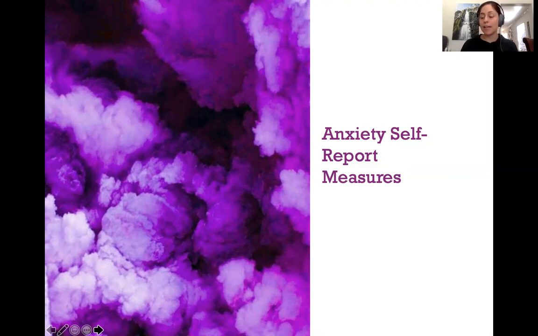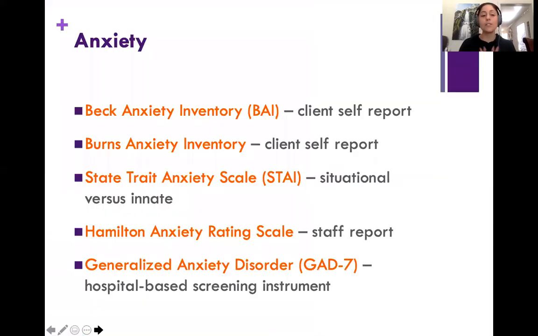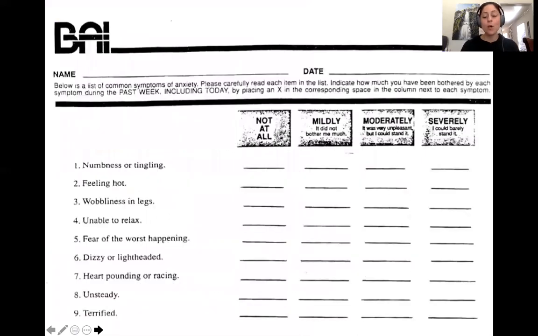So if you suspect that your client may have an anxiety disorder or your general screener indicated some issues with anxiety, you should use one of these. All right, so here's a list of commonly used anxiety measures. I'll go into depth on all of them with the exception of the GAD-7, which is a hospital-based screening instrument, meaning you're unlikely to use it in your community-based work. We'll start with the Beck Anxiety Inventory.